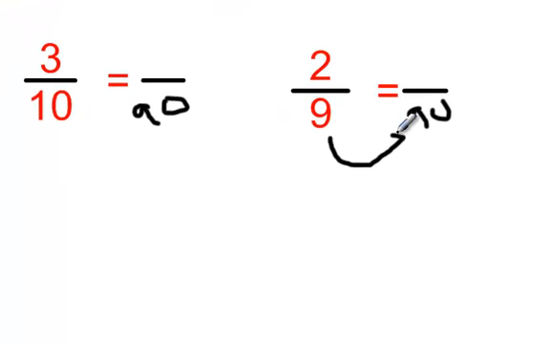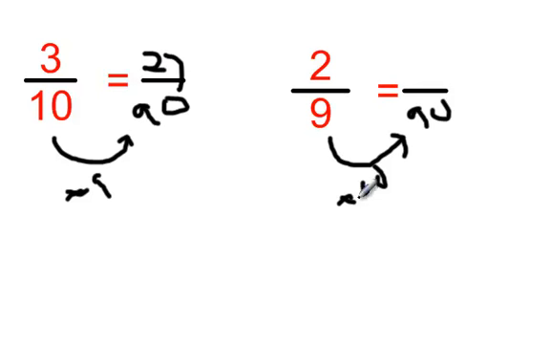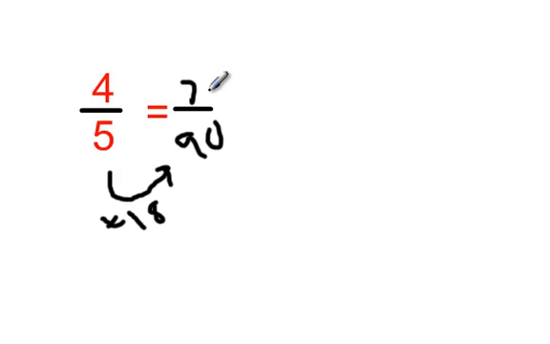9 times what is 90? 9 times 10. And then 10 times 9 right here would be 90. So I'm going to do times 9 up here. So 3 times 9 is 27. I'm going to do times 10 here. So 2 times 10 would be 20. And then I have times 18. 4 times 18. You have to do that out, but it's 72. So I get 2/9 would be my least.